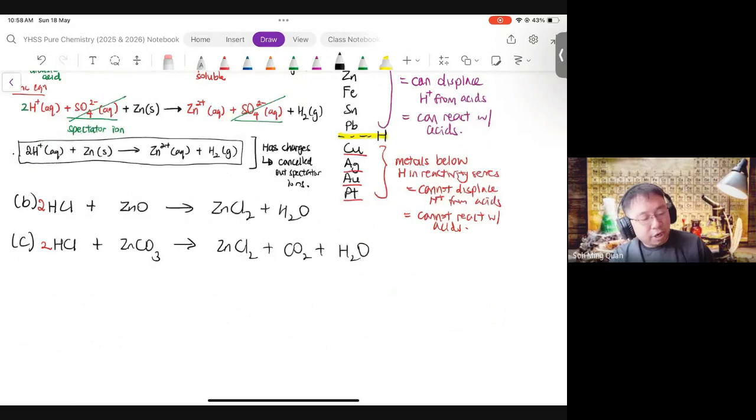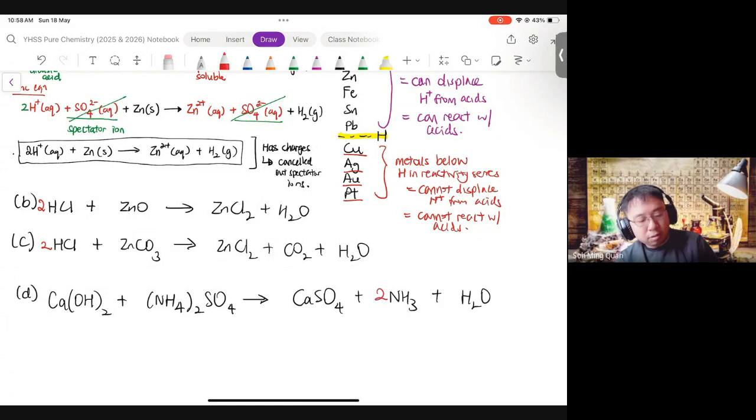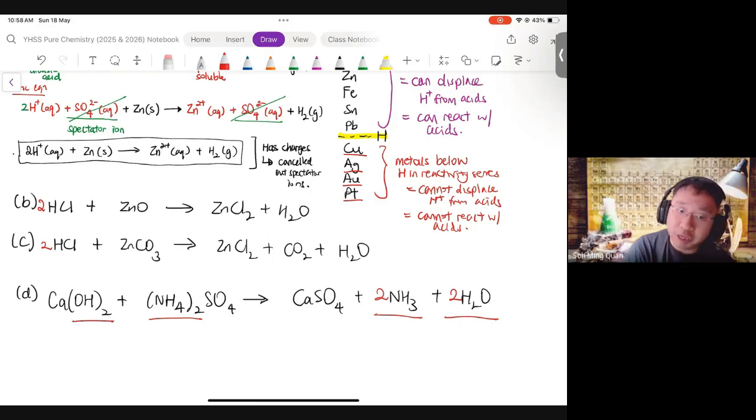And finally, let's finish the ammonium compound one. So let's use calcium hydroxide plus, let's say, ammonium sulfate. It forms calcium sulfate plus ammonia gas plus water. But again, you need to be careful. I have 2 ammoniums, therefore I have 2 ammonia. I have 2 OH, I have 2 H2O. The number of ammonia is linked to the number of ammonium. The number of OH is linked to the number of water.